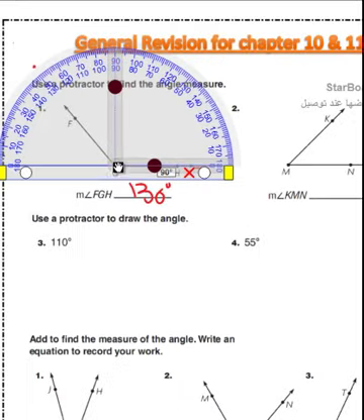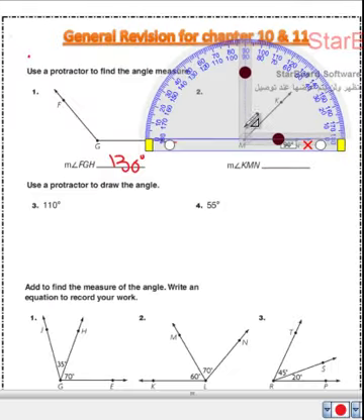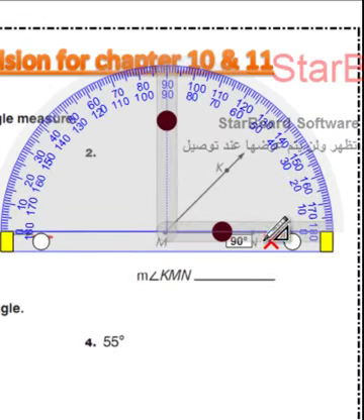Next, I'm going to hold my protractor, then put it on the vertex M, with 0 on the ray. Count to reach MK, ray MK. 0, 10, 20, 30, 40. It's between 40 and 50. It's here. Yes, 45. So the correct answer is 45 degrees. 45 what? Degrees. Great job, guys. Let's go to the next question.